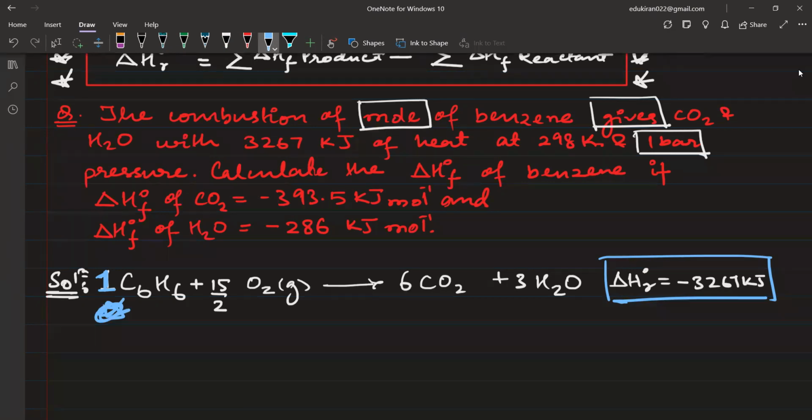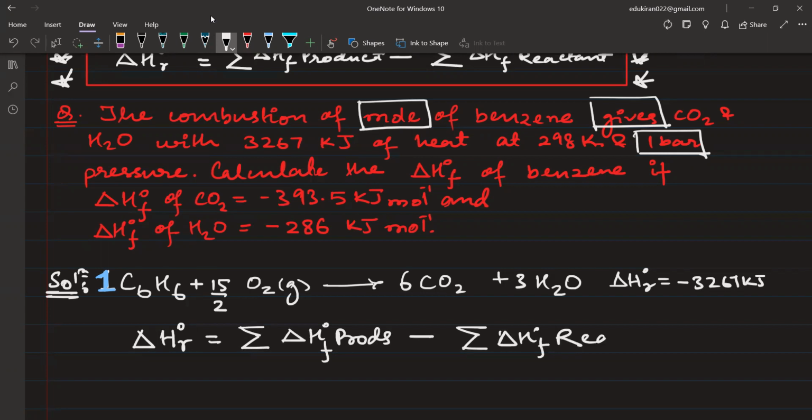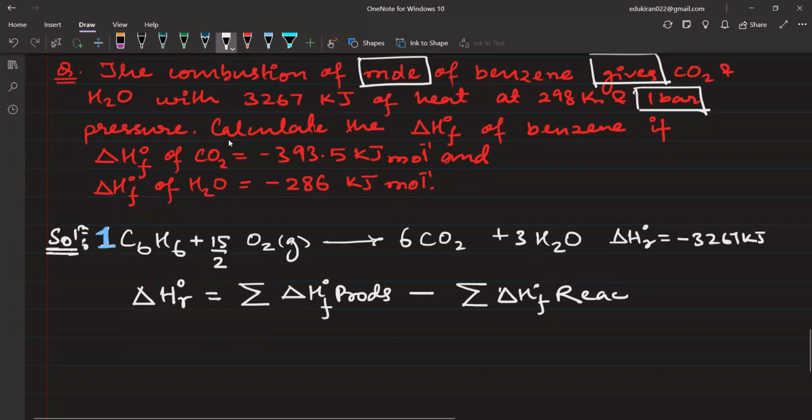Now we have just seen the above equation in which you have delta H naught R is equal to the sum of the enthalpy of formation of products minus the sum of the enthalpy of formation of the reactants. Okay, of the reactants. Now please see what do we have in the product. आप लोग ऐसे लिखिएगा.